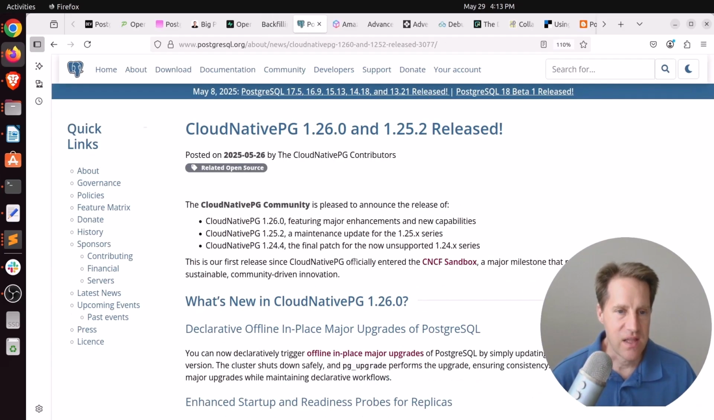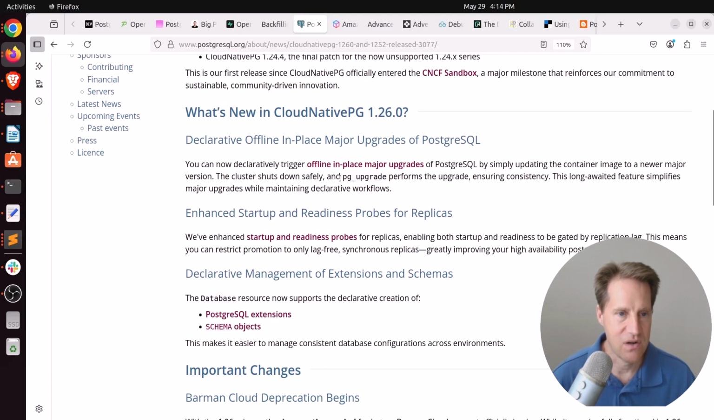Next piece of content, CloudNativePG 1.26 and 1.25.2 is released. And it looks like the new features in 1.26 are the declarative offline in-place major upgrades, enhanced startup and readiness probes for replicas, and declarative management of extensions and schemas, which I find really interesting in terms of maintaining extensions with regard to CloudNativePG. But feel free to check this out if you want.